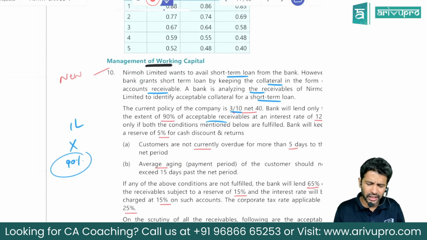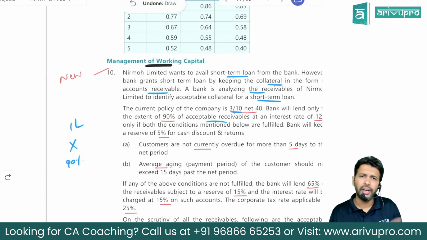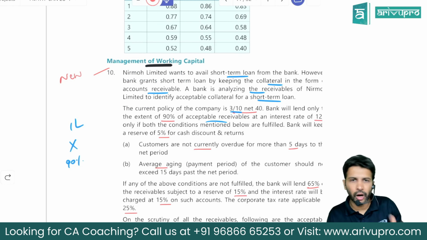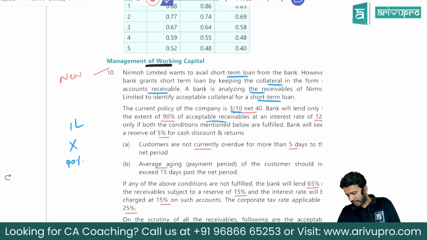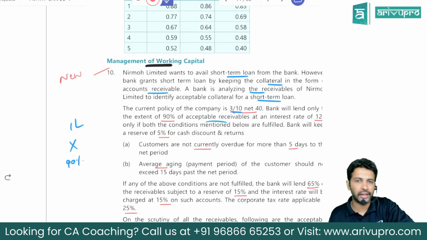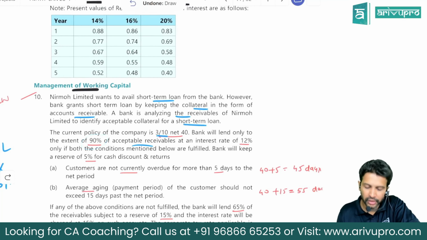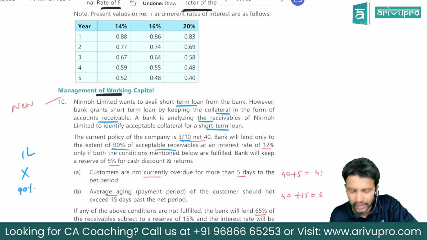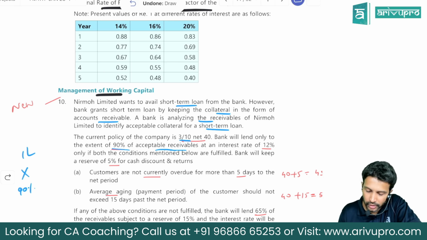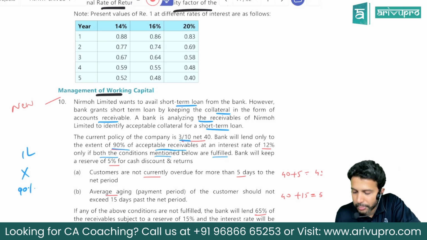Some percentage that depends on the internal policy of a bank. It could be 90, 60, 50, 70, depending on how good the creditworthiness of the customer is. The drawing power will vary. But here, to what extent is the bank saying we will give? 90% of acceptable receivables. And interest rate is how much? 12%. Only if both the conditions mentioned below are fulfilled.